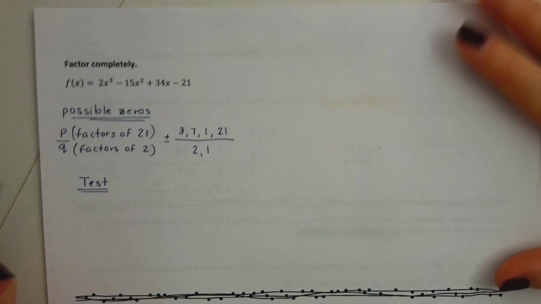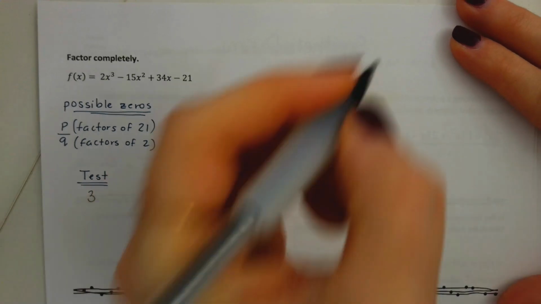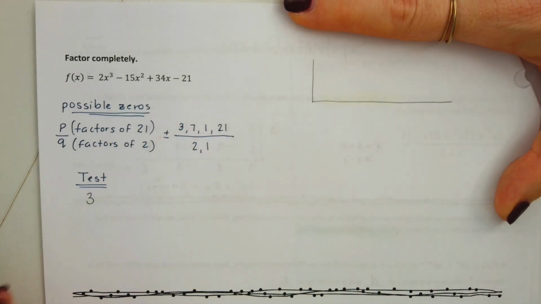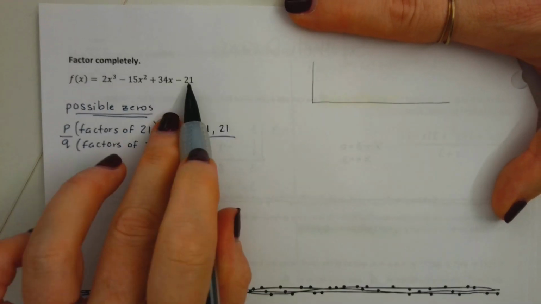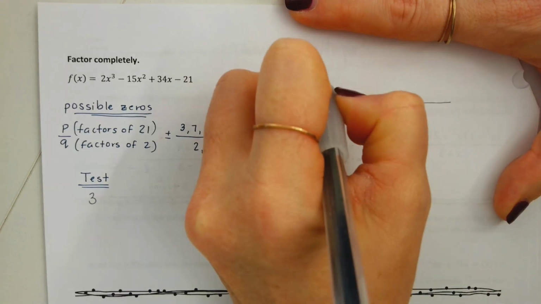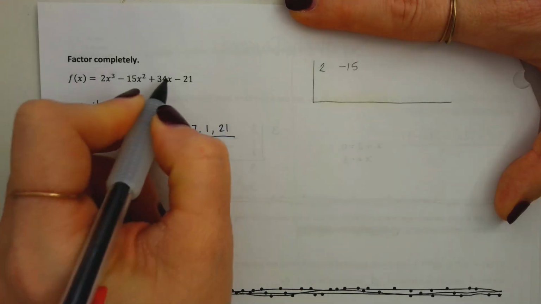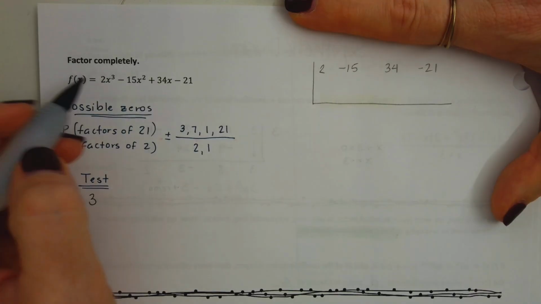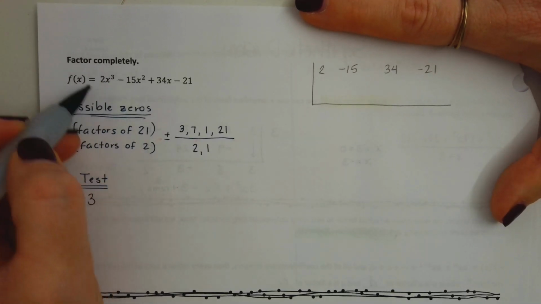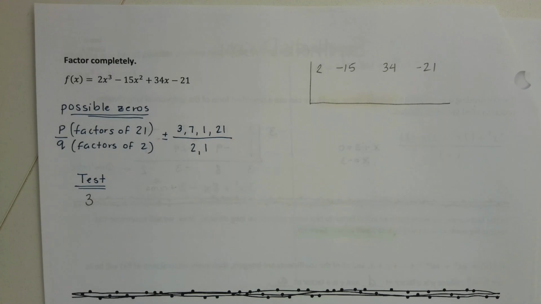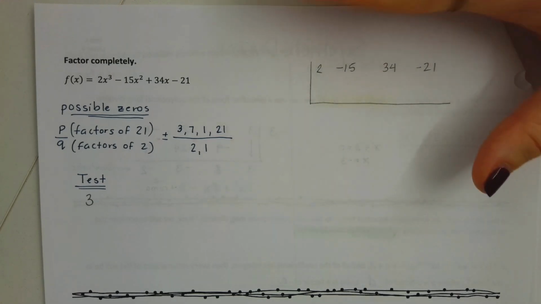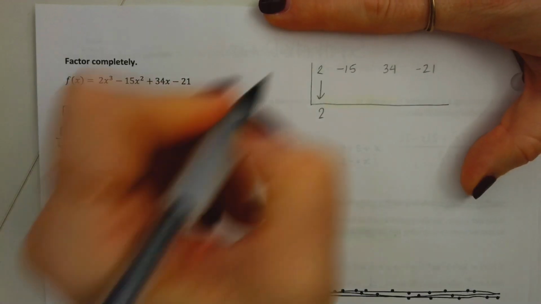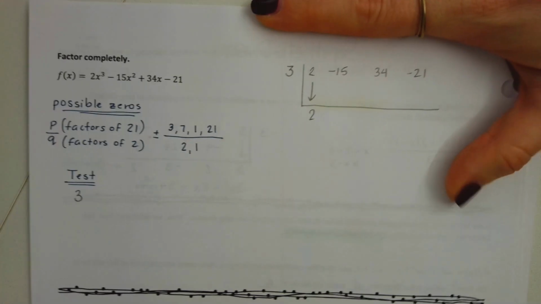What number do we want to check? 3. Sounds great. I'm going to set up my synthetic division. Remember, we're just using the coefficients. We'll have 2, negative 15, 34, and negative 21. And we only have to find one that works because this is a cubic function. If we could just get it down to a quadratic, then we can factor it or solve it normal style. Okay, I'm going to bring down the 2. We're checking 3, so I'm going to write 3 outside.